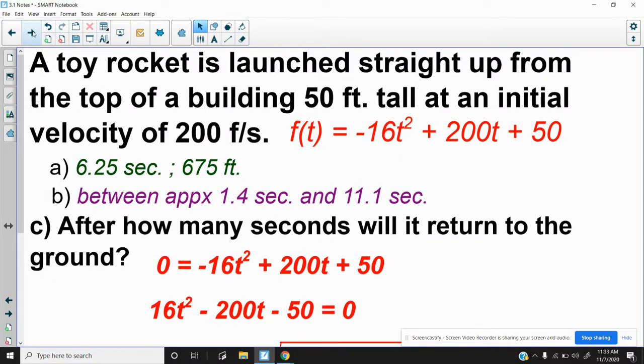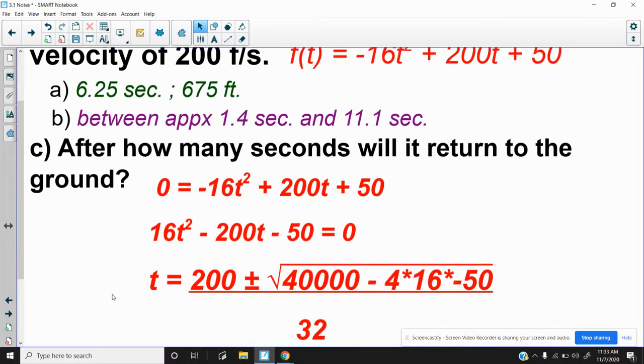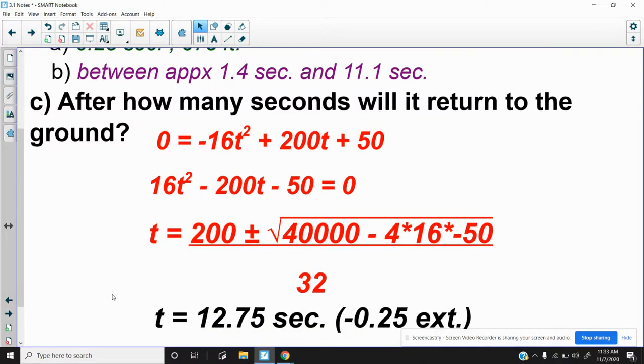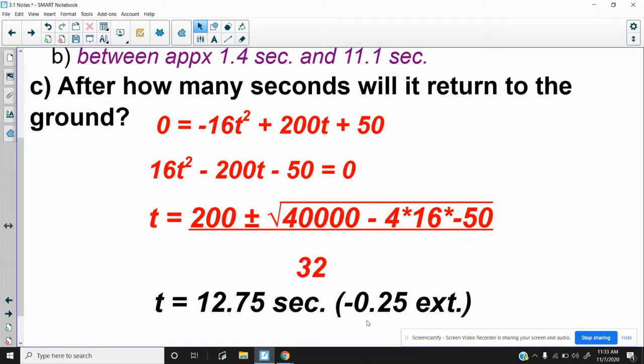Question C is another one that should look familiar. After how many seconds will it return to the ground? Well, if it's on the ground, its height is 0. So 0 is what we replace f of t with. And again, I'm not going to mess with trying to factor that. I'm going to use negative b plus or minus the square root of b squared minus 4ac all over 2a. And I get two answers again. However, one of the answers is negative. That makes it extraneous. So I really do only have one answer. It takes 12.75 seconds to return to the ground.